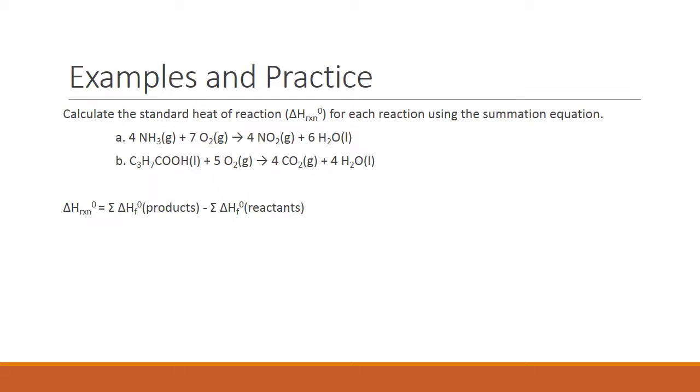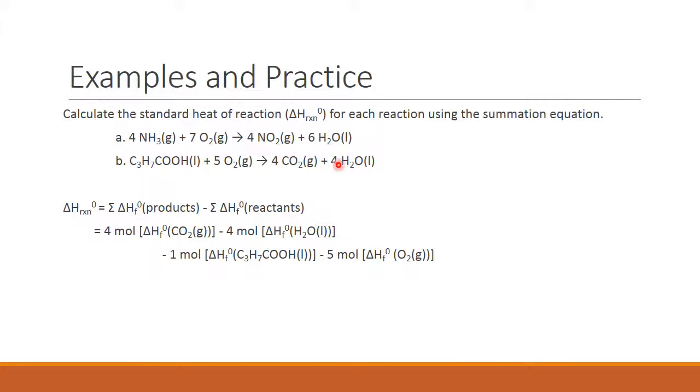Alright, so applying the same equation here, we can see our products. We have 4 moles of carbon dioxide and 4 moles of liquid water. So 4 moles times the standard heat of formation of carbon dioxide gas, plus, this should say plus here. I'm not sure if I did the math right then. I might have. This should be a plus sign here because I'm adding the 4 moles of the water because it's a product. So plus 4 moles of the liquid water, the standard heat of formation.